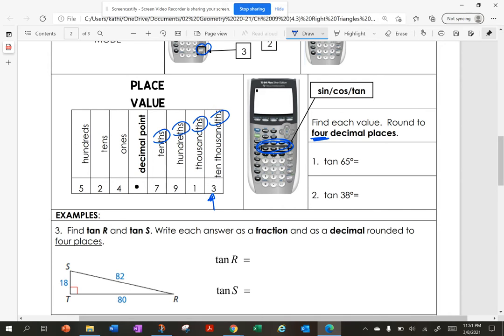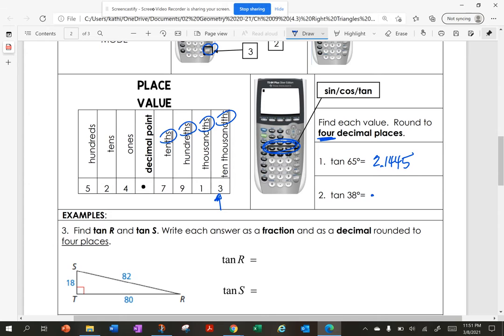So once we're in degrees, if we hit tangent 65, I get 2.1445. You tell me what you get for the tangent of 78. Okay, you should get 0.7813.